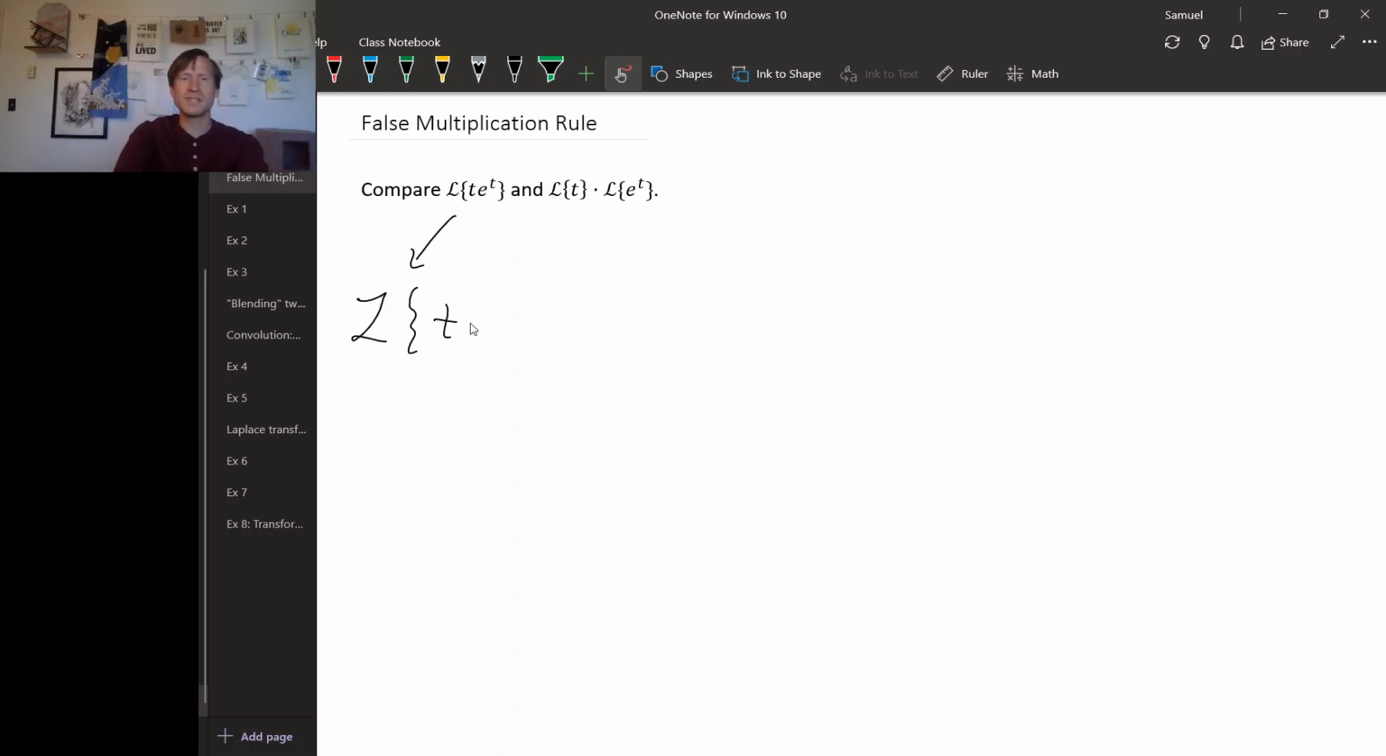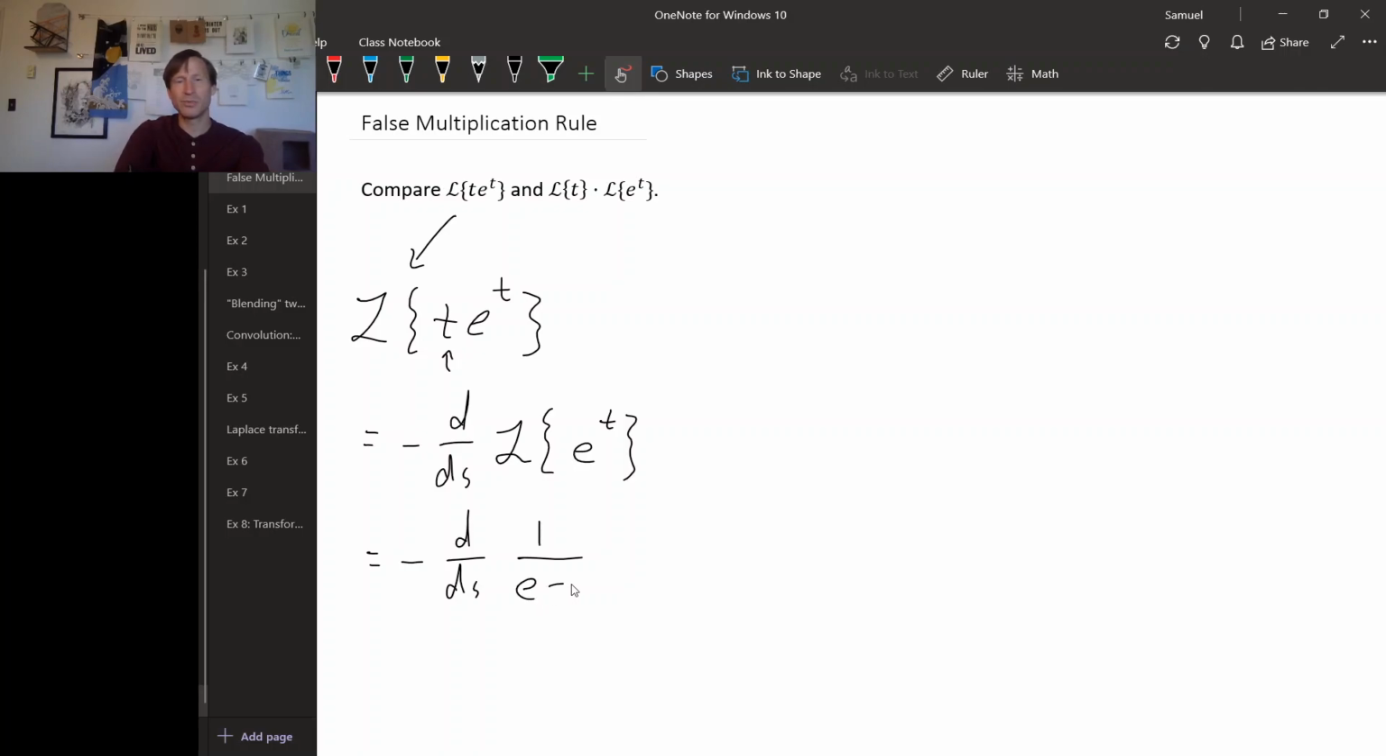Laplace transform of t e to the t. We could use integration by parts along with other Laplace transform formulas that we have already figured out. But let's use the Laplace transform formula we just derived. So we have multiplication by t here. So that becomes minus derivative with respect to s on the outside. So derivative with respect to s of the Laplace transform of e to the t. But we know the Laplace transform of e to the t. It's 1 over s minus 1.